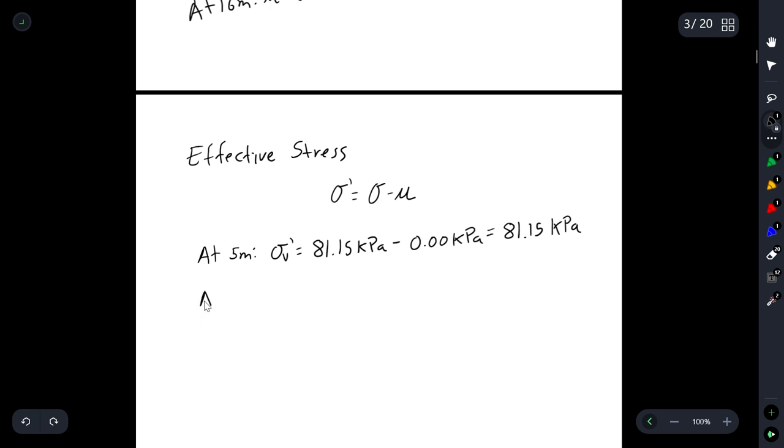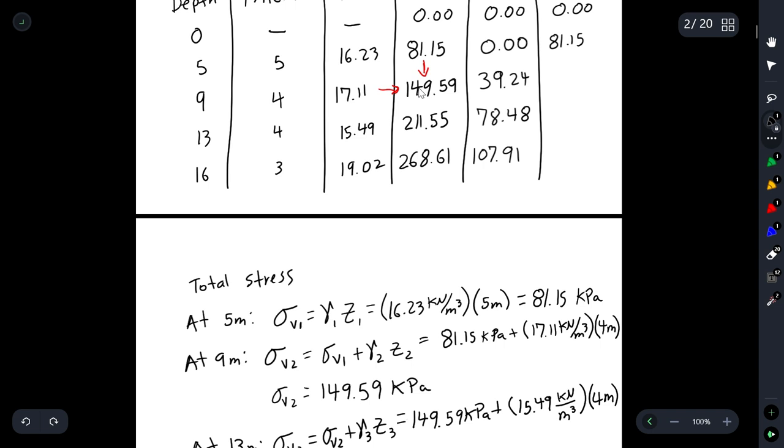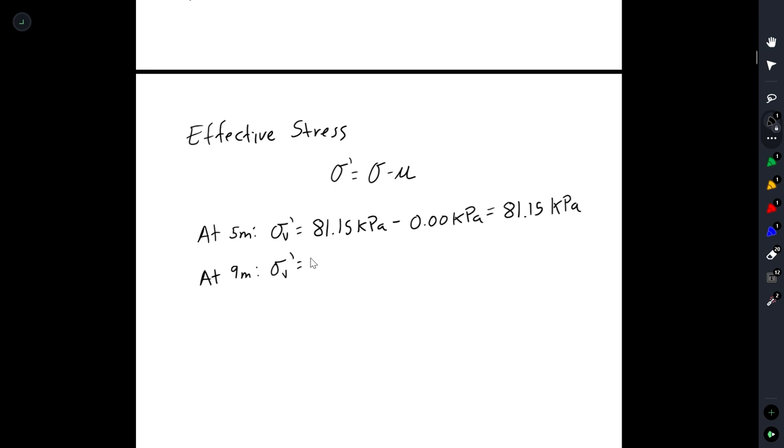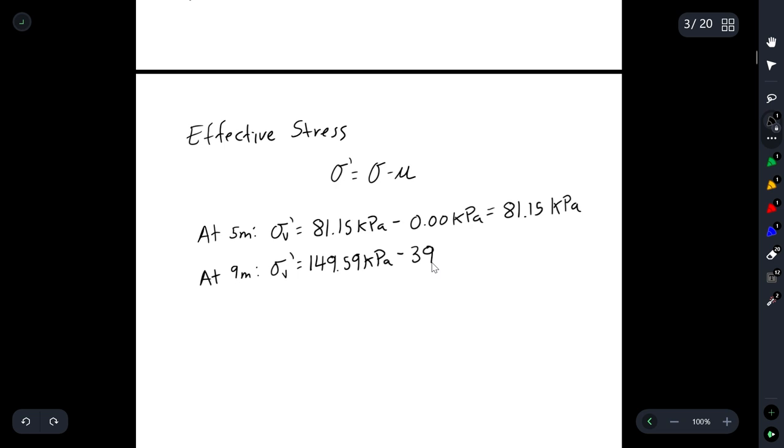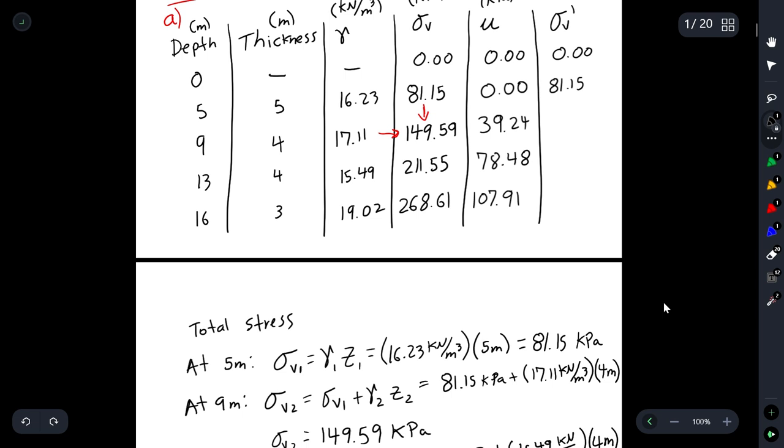At 9 meters, 4 meters below, the vertical effective stress is again 149.59 kPa minus 39.24 kPa. I'm sorry for the quick scrolling here. That is 110.35 kPa, so we write it here, 110.35. Then we go again, total stress minus pore water pressure, 211.55 minus 17.48.